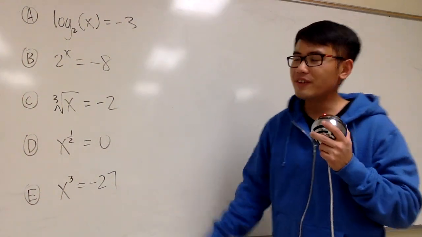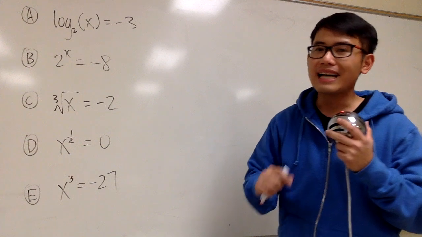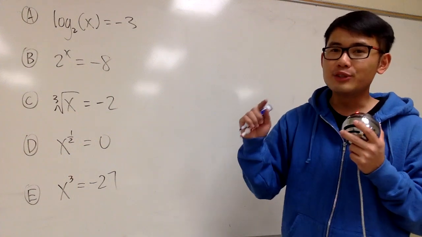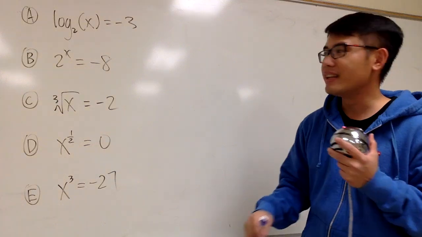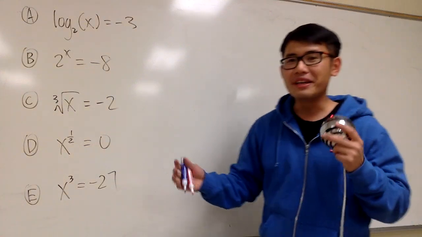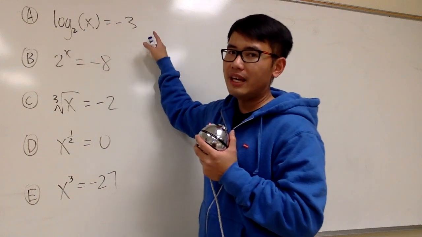In this question, we are given 5 equations, and we're going to find out which of these has no solution. Just for practice purposes, I'm going to solve the ones that have a solution first, and then I'll talk about the last one, why it doesn't have a solution. So I would like to begin with choice A.